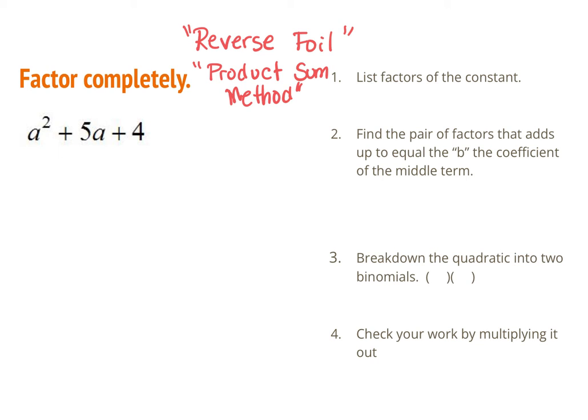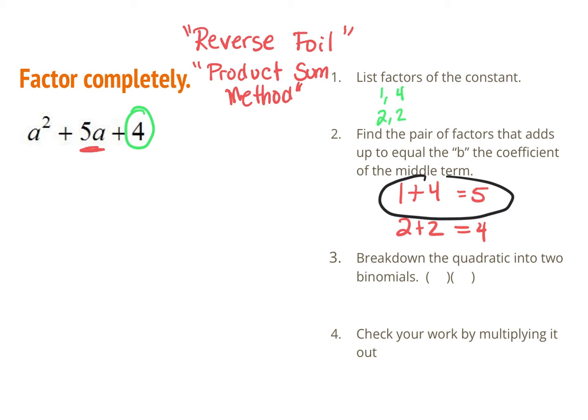So first you want to list the factors of the constant. The constant is the number that does not have any letter attached to it. The factors of 4 are 1 and 4, and 2 times 2. Now, we want to find the pairs of factors that add up to equal b, the coefficient of the middle term. Which of those factors gives me 5 when I add them up? Well, 1 plus 4 equals 5. 2 plus 2 equals 4. Therefore, we are going to use those factors.